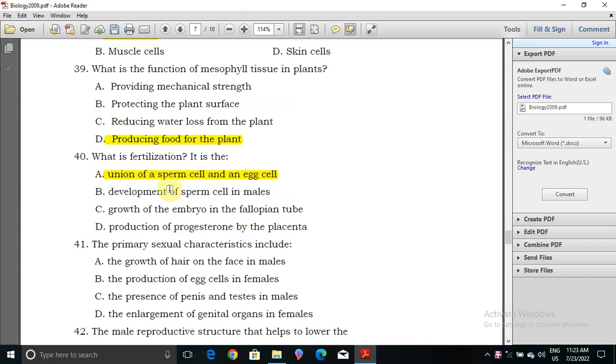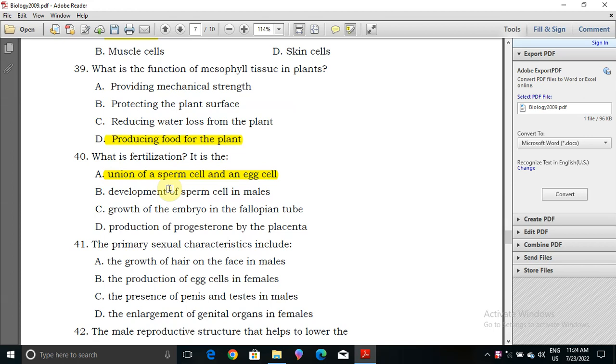The primary sexual characteristics include what? The growth of hair on the face in males, or the production of egg cells in females, or the presence of penis and testes in males, or the enlargement of genital organs in females. Here it says primary sexual, that means the beginning of the sexual characteristics, that means they are born with the reproductive organs. So here, the growth of hair, no, this is a secondary sexual characteristic for males. The production of egg cells in females.